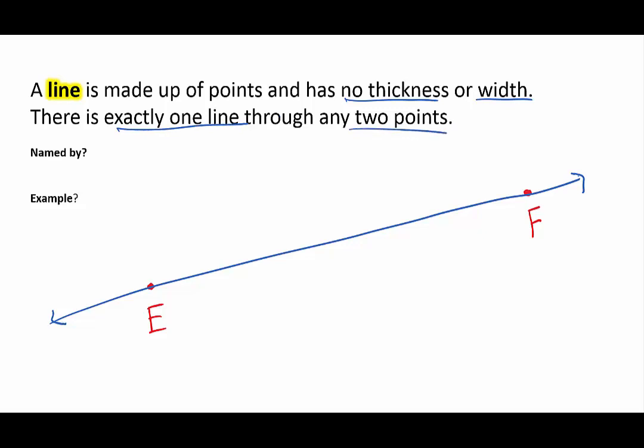So let's talk about naming this line. I would take any 2 points on this line. We only have 2, so we can name it E, F, and draw a line with 2 arrows over it. It doesn't matter which order the points go in. I can easily call this F, E, again with that same line, the 2 arrows over it. That signifies that it is a line.